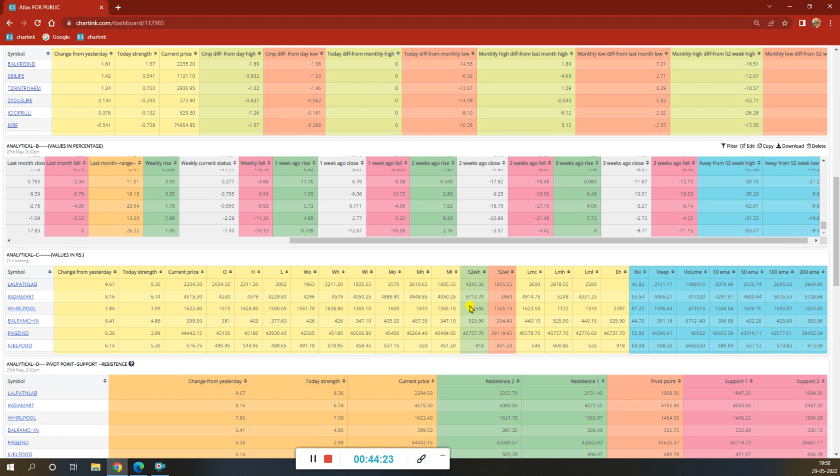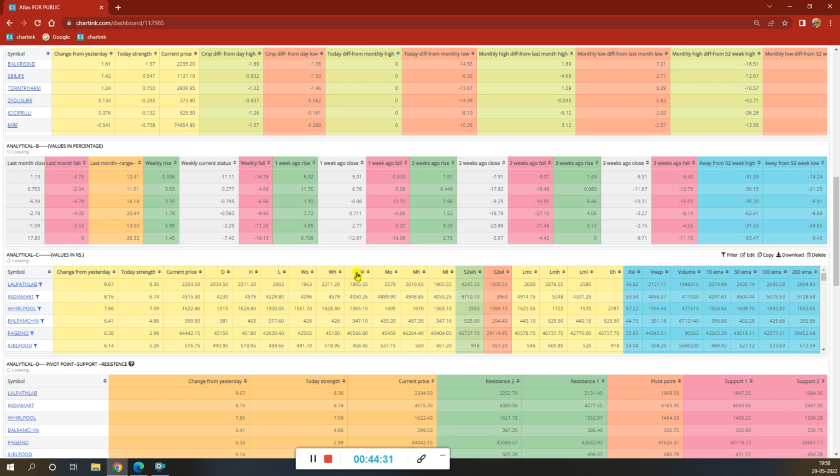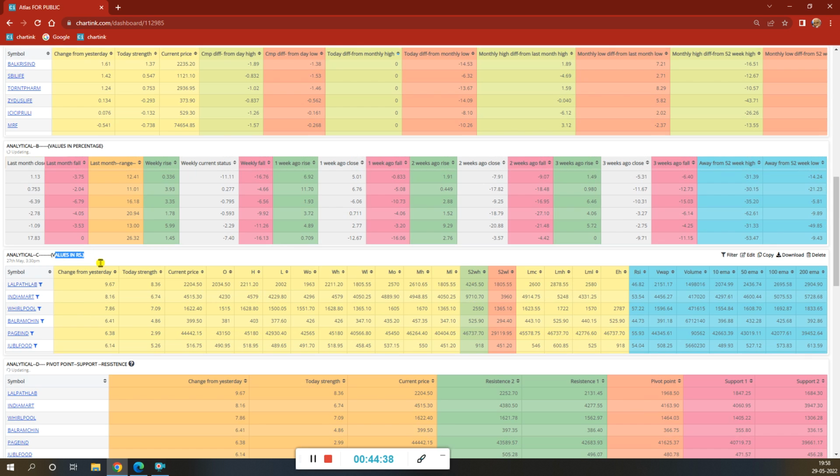Anyways, let's move on. Now this is very simple. It says change from yesterday, today's strength, current price, open, high, low, weekly open, weekly high, weekly low, monthly open, monthly high, monthly low. These are the values in rupees. You can see it says value in rupees.